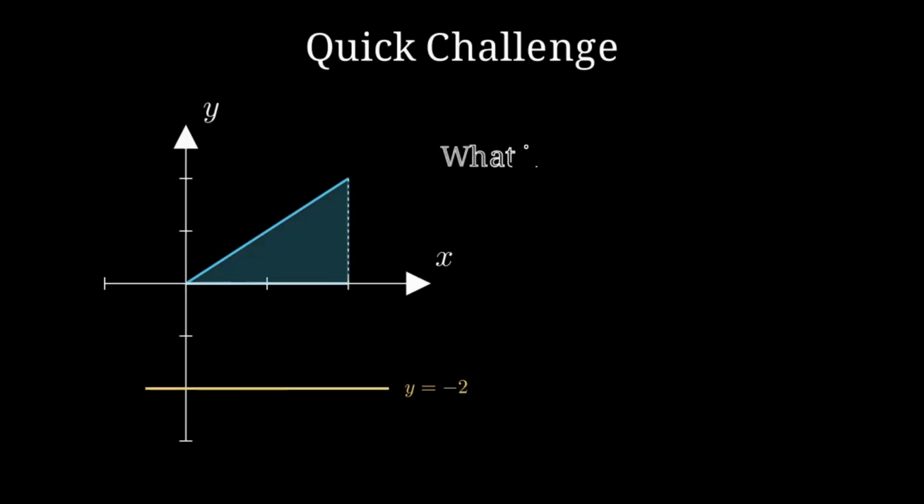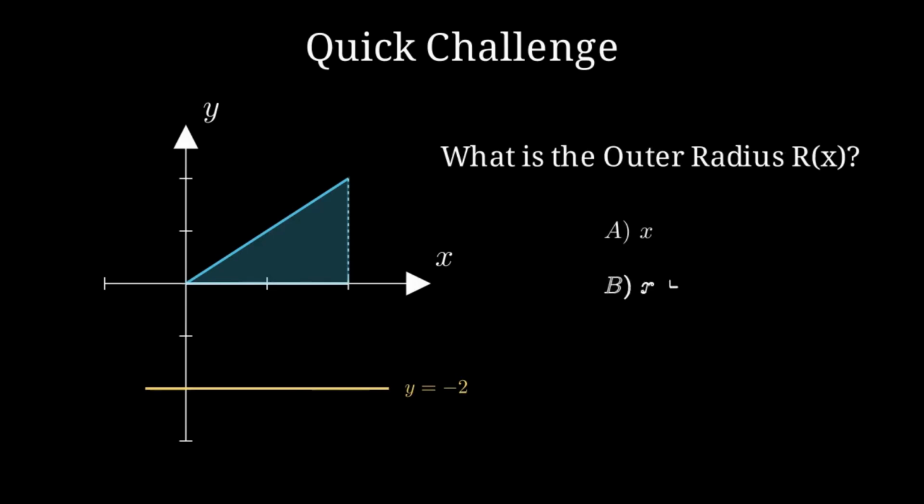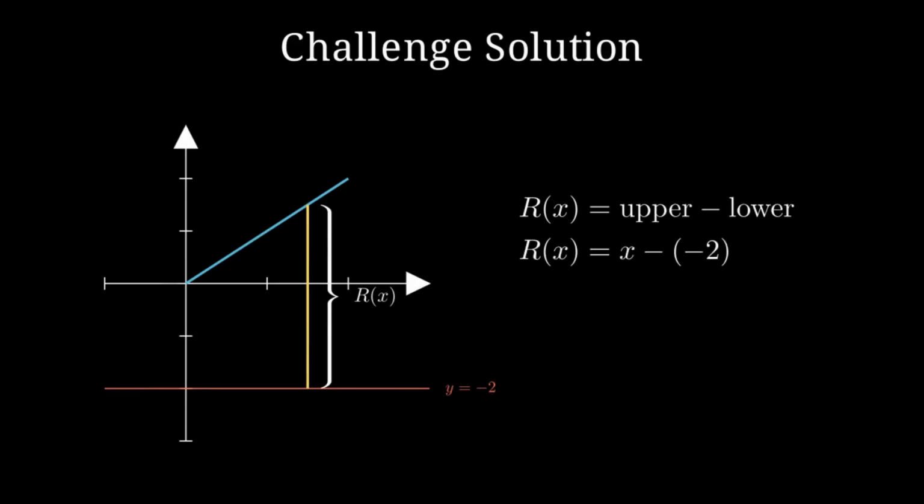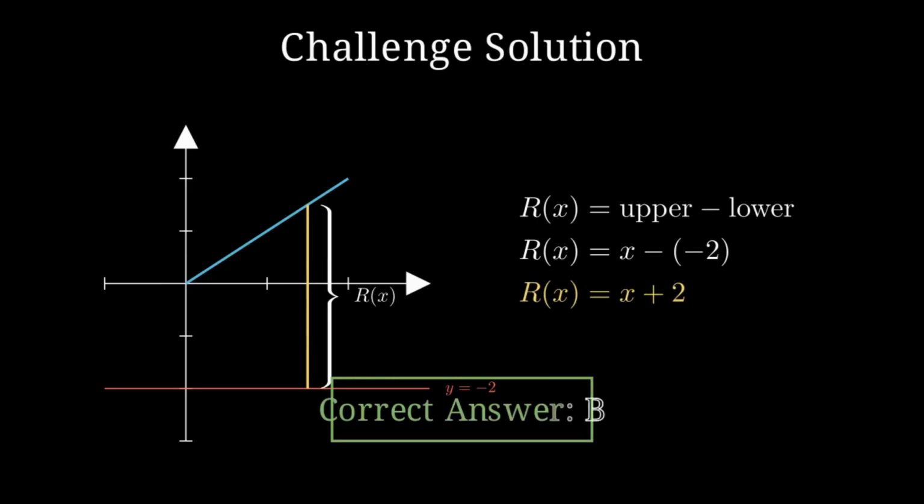Let's test your knowledge. If we rotate the region bounded by y equals x, the x-axis, and x equals 2 around the line y equals -2, what is the outer radius? Think about the distance from the furthest curve to the axis. The correct answer is B, x plus 2. Since the axis y equals -2 is below the region, we take the top function, y equals x, and subtract the axis value, -2. This gives us a distance of x plus 2.